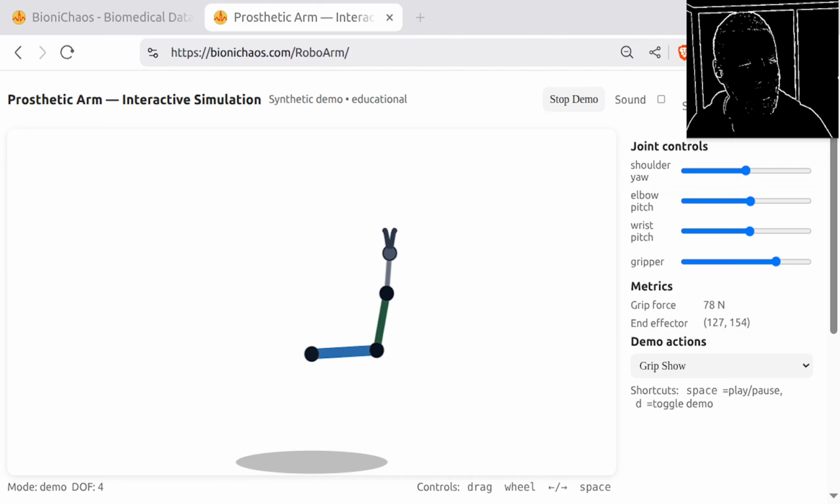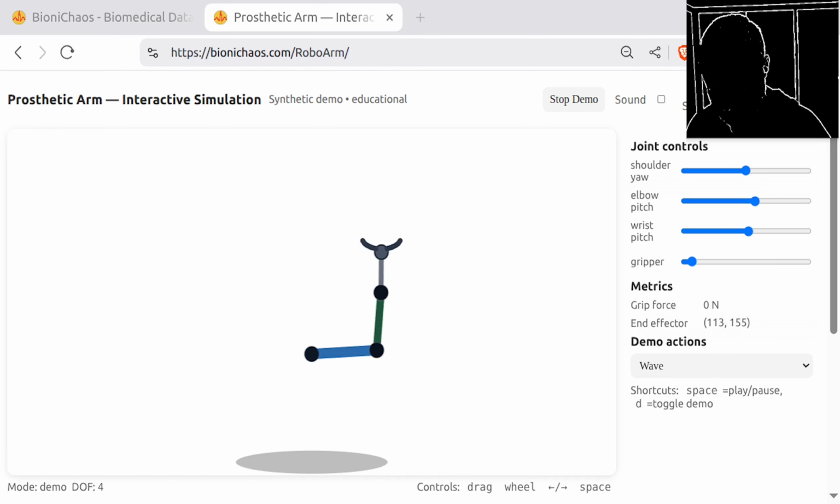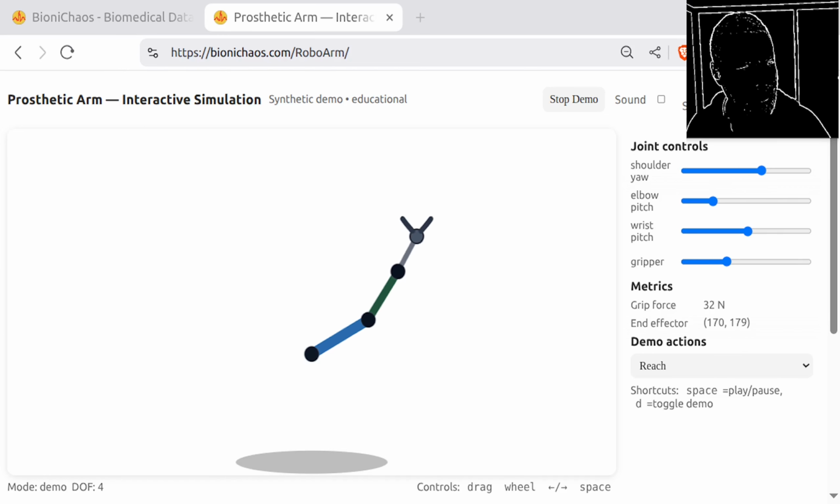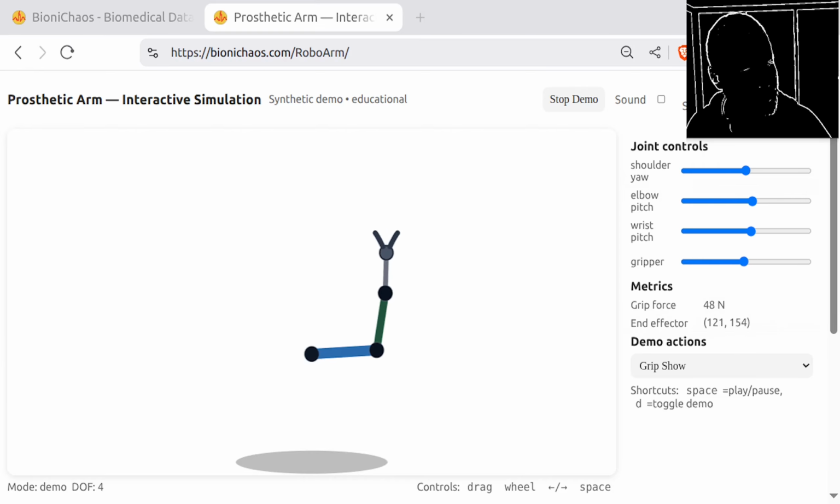You can visit the BioniChaos.com/RoboArm site to experiment yourself. You might wonder how the end effector position changes if you adjust all the sliders at once, or what the different demo actions do. Let me know if you have any more questions.